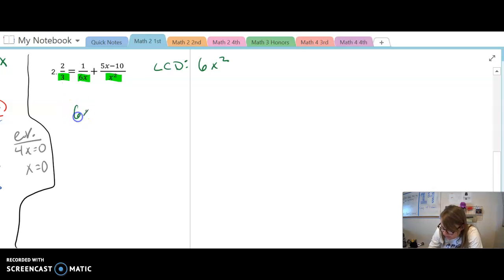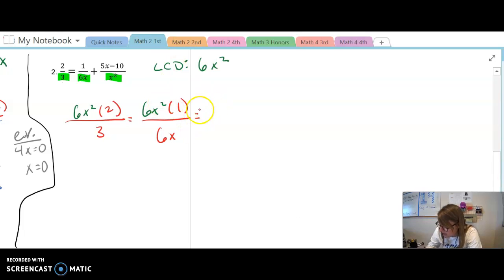So I'm going to have 6x squared times 2 over 3 equals 6x squared times 1 over 6x. I'm sorry, just 6x. And then we have 6x squared times 5x minus 10 all over x squared.